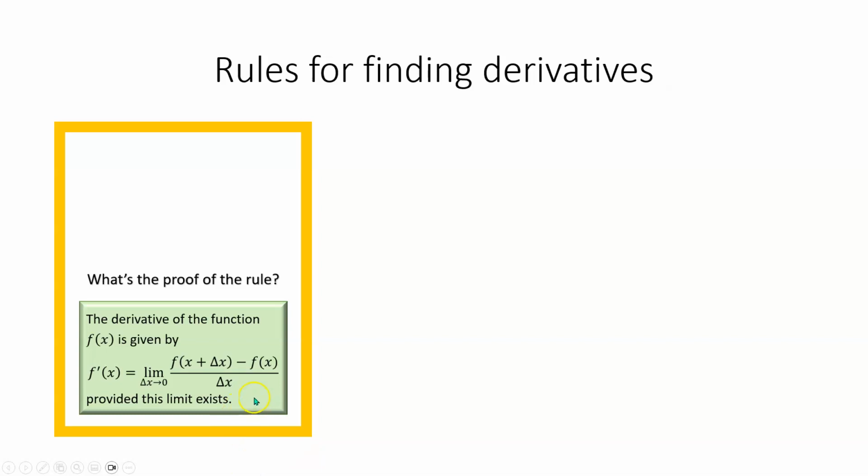Now, some people like to write it in terms of h instead of delta x. They use h as the variable that is approaching 0 in the limit. And it doesn't really matter one way or the other. Either way is perfectly fine. They're both commonly used.